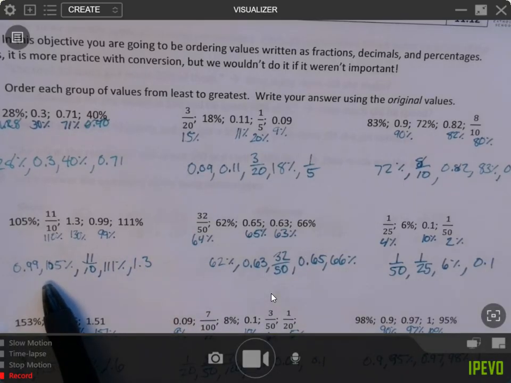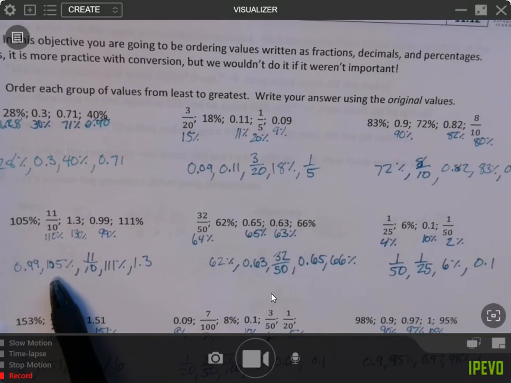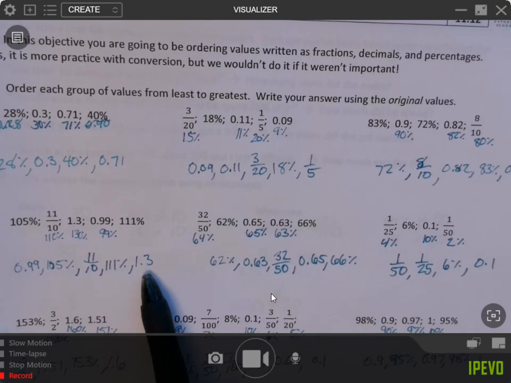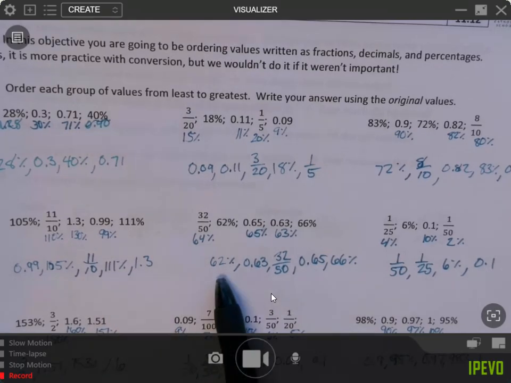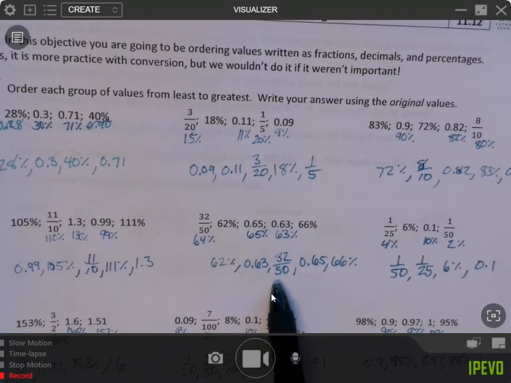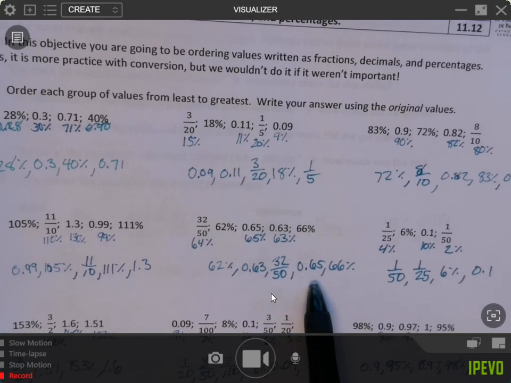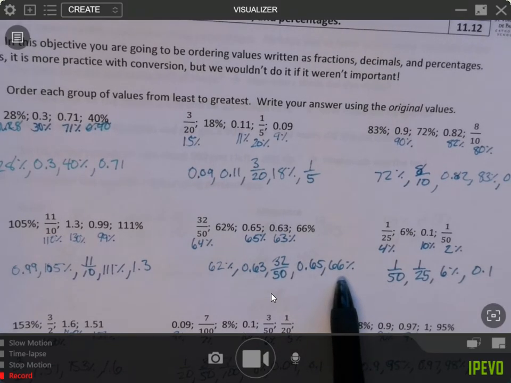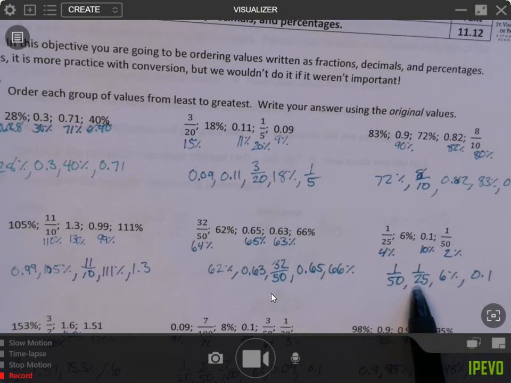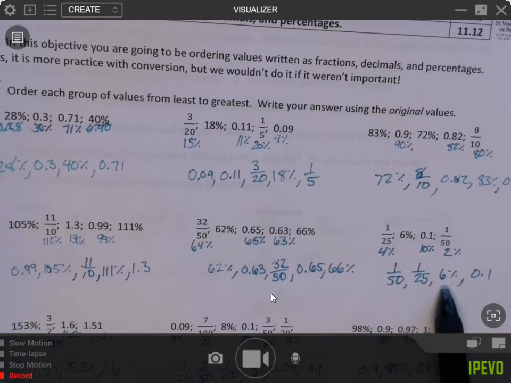0.99, 105%, 11/10ths, 111%, 1.3. Next is 62%, 0.63, 32/50ths, 0.65, 66%. And our last one would be 1/50th, 1/25th, 6%, 0.1. Any questions on the middle row?